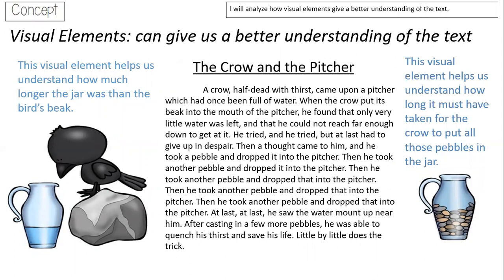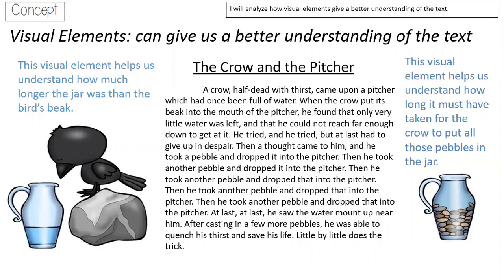So I'm going to read the text to you first. The Crow and the Pitcher. A crow, half dead with thirst, came upon a pitcher which had once been full of water. When the crow puts its beak into the mouth of the pitcher, he found that only very little water was left, and that he could not reach far enough down to get at it. He tried and tried, but at last had to give up in despair.